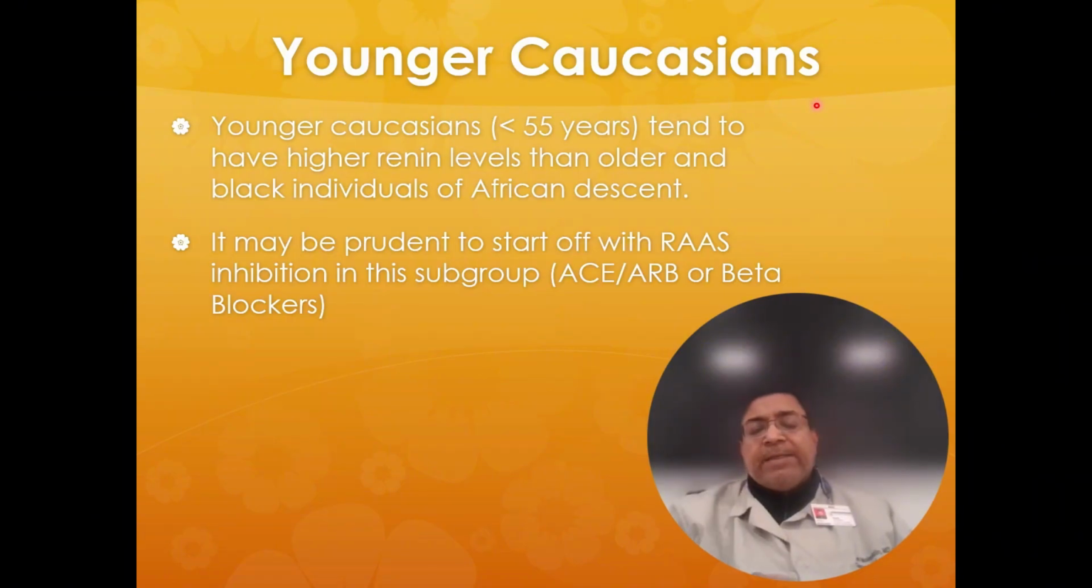There is some data that some medications may be more effective in certain age groups or certain races. I will point out some of this data in a few slides, just because it does exist. For example, younger Caucasians less than 55 years tend to have higher renin levels than older and Black individuals of African descent, and it may be prudent to start off with RAS inhibition in this subgroup.